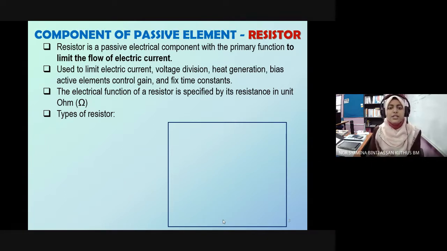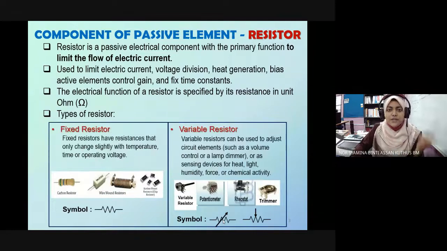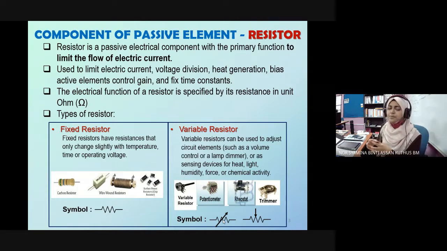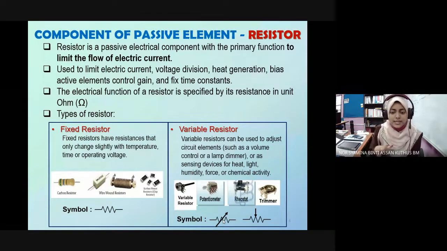Okay, so electrical function of resistor is specified by its resistance in unit ohm. There are types of resistors. One of it is fixed resistor dan juga variable resistor. So when we're going to be doing our DC circuit, bila kita buat amali practical on our DC circuit practical, we would be using fixed resistor. Dalam kita punya eksperimen ataupun kita punya syllabus, we won't be learning about variable resistor.